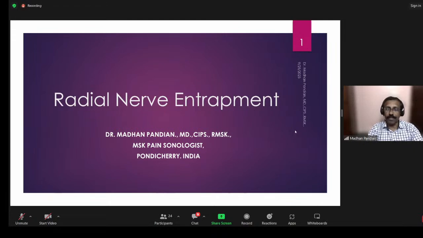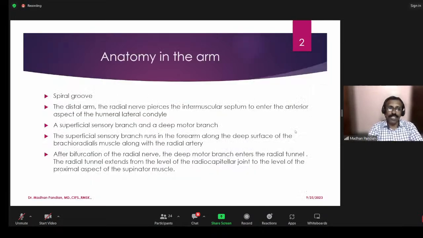Say, for example, something like a Guyon's canal entrapment of the ulnar nerve. It's hard to differentiate where exactly the entrapment has happened, and it is hard to actually treat also. So the hydrodissection can happen anywhere, whichever level the entrapment is. But in a longer course of the nerve, it is always prudent to look with high resolution ultrasonography prior to any intervention. So what is the anatomy of this nerve actually?